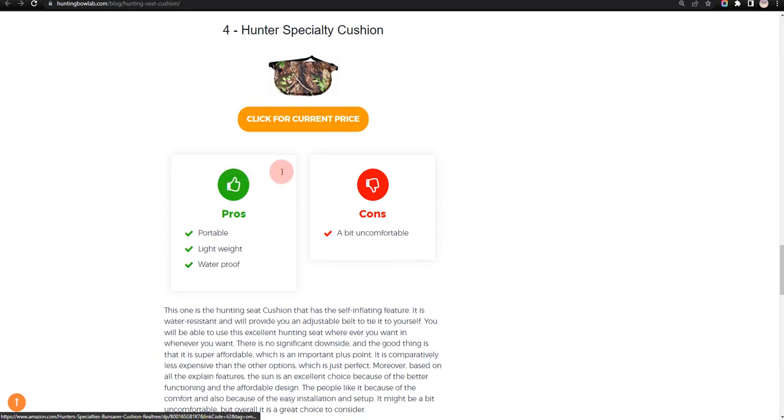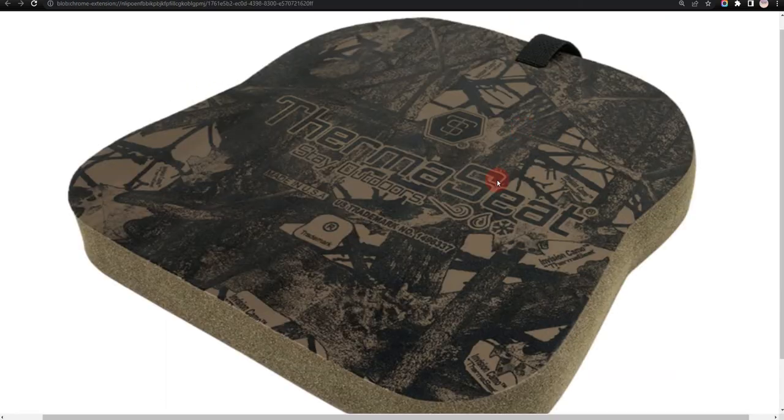Our fifth choice is Northeast Sports Seat Cushion. It is waterproof and easy to use, but it has limited space.